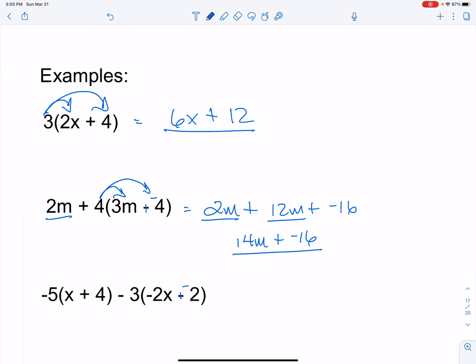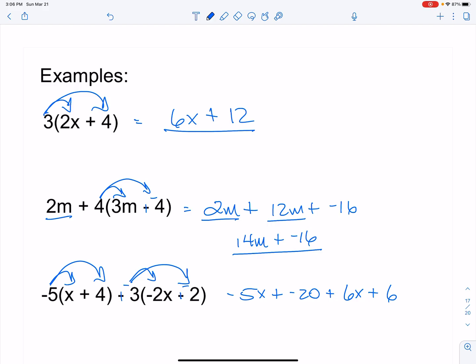So what I'm going to do here is change that subtraction to addition and the 3 to a negative. So what I actually pass out is a negative 3. So we start with the first set. I've got a negative 5. I pass it out to the x to give me negative 5x plus, and then pass the negative 5 out to the 4 to give me a negative 20. And then plus, and now I'm going to pass the negative 3 out. So negative 3 and negative 2x is going to give me a positive 6x plus, and a negative 3 and a negative 2 is going to give me a positive 6.